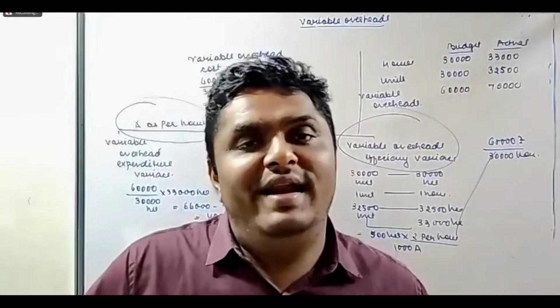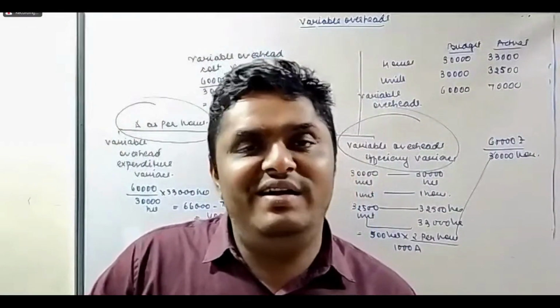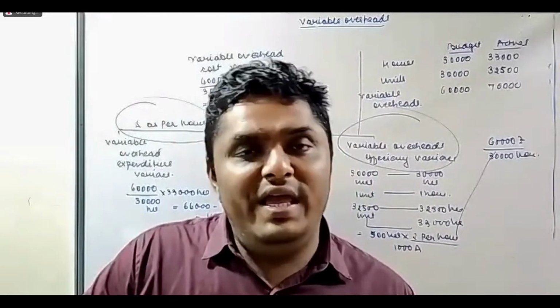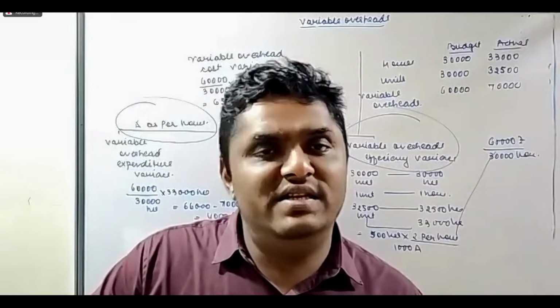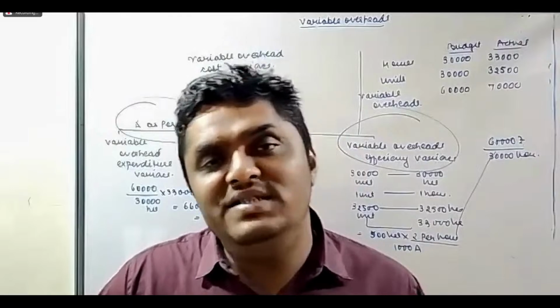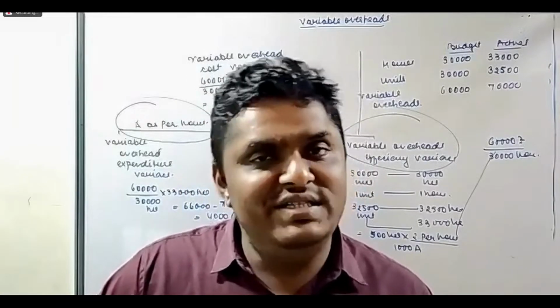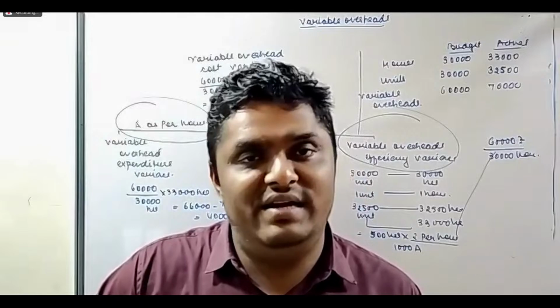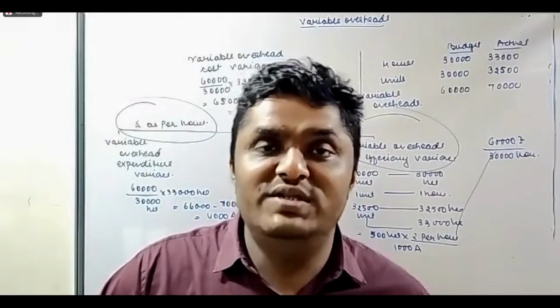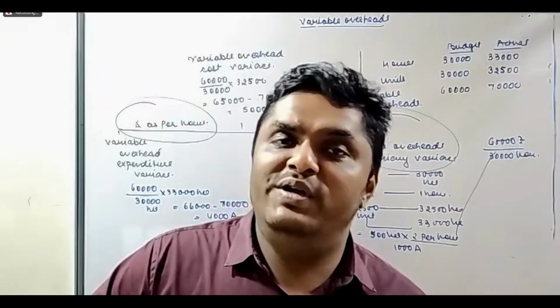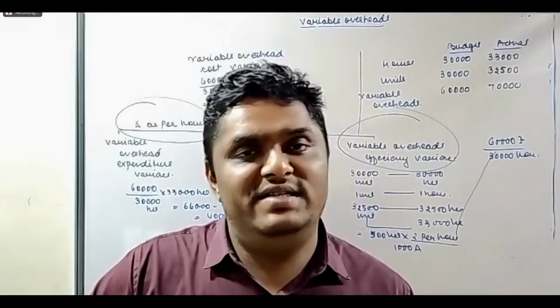Now next, let's summarize the material, the first part. When talking about the material, the basis of comparison is output. To compare the budgeted and actual data, the output should be the same. If it is not the same, then we have to prepare a revised standard using the output. But if the output is the same, then there is no need to prepare a revised standard.